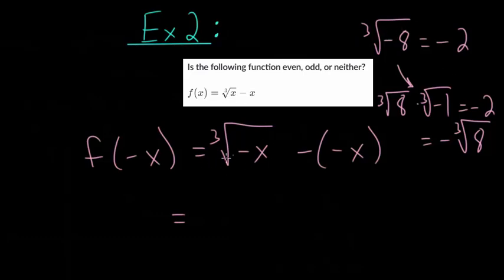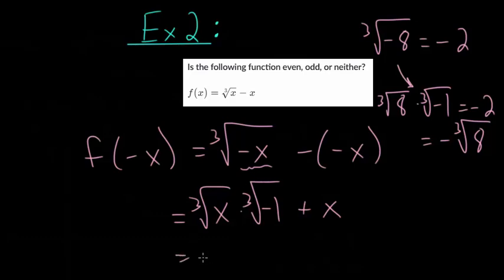So we can do that same thing here in just a more general sense. We don't have a number here, but the exact same principle applies. We'll be able to essentially factor this into the cubed root of x times the cubed root of negative 1. And then this simplifies to just plus x. And this cubed root of negative 1 is just negative 1. So we have minus the cubed root of x plus x.